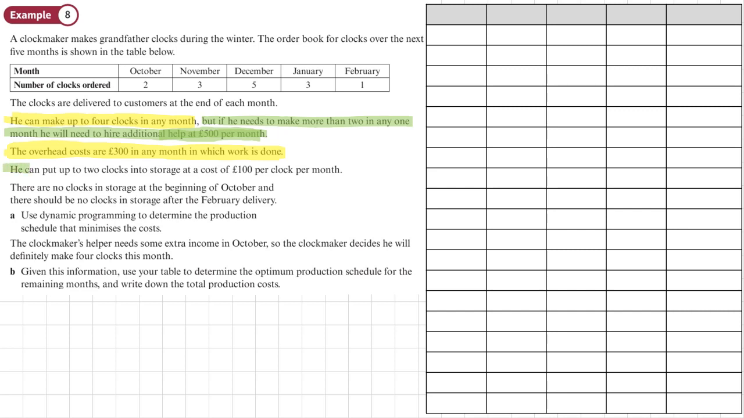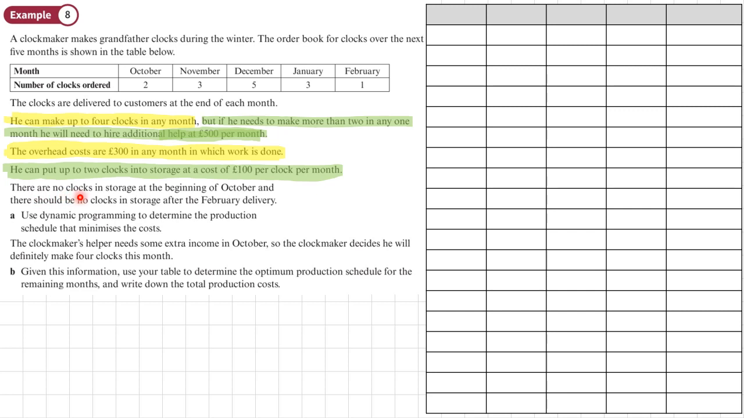He can put up to 2 clocks in storage at a cost of £100 per clock per month. So he can make more clocks than he needs for a particular month and then put some in storage, but he can only put a maximum of 2 in storage, and there's a cost of £100 per clock. So you can store 1 clock, 2 clocks, or maybe he may not store any, so he could make more than he needs in one particular month and then carry that forward to the next month.